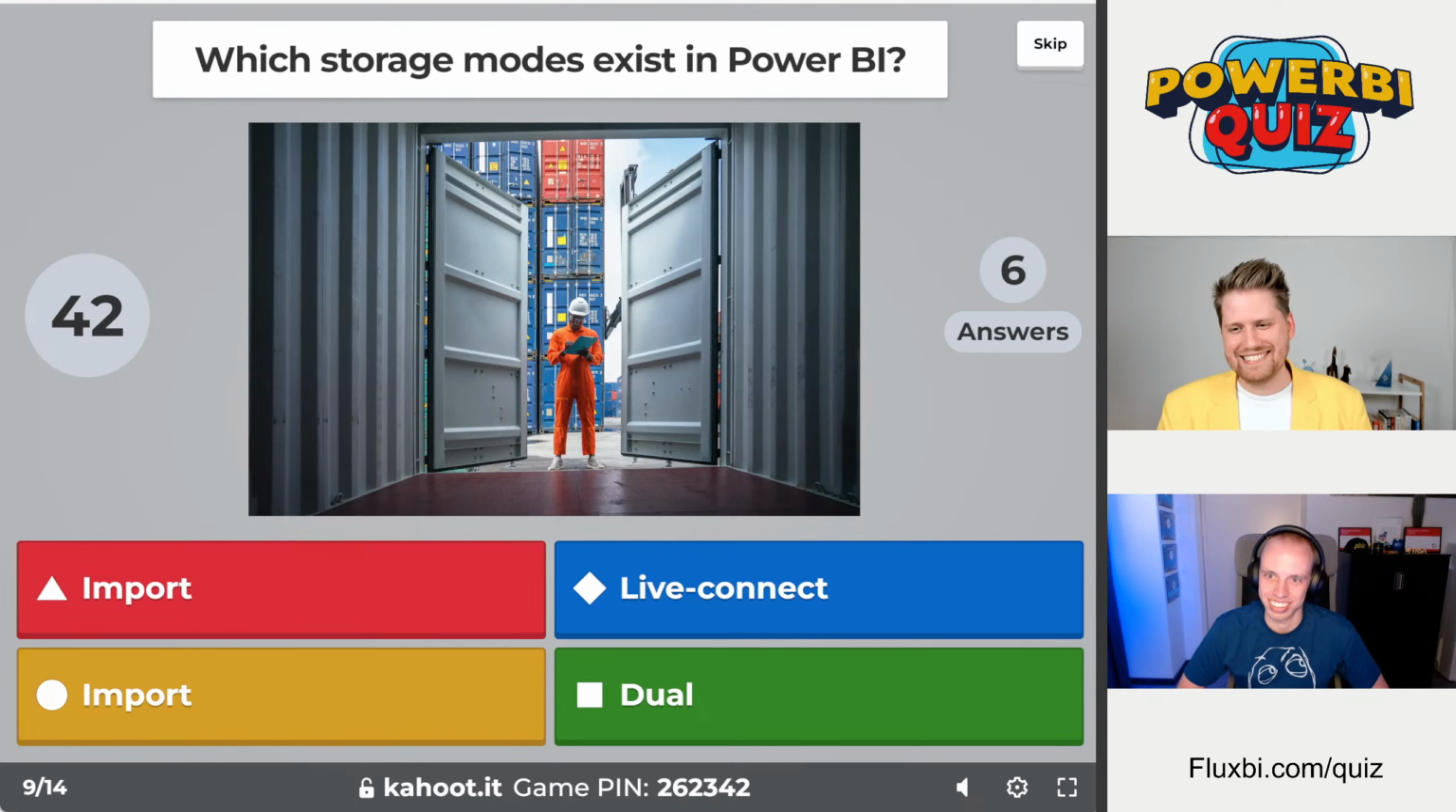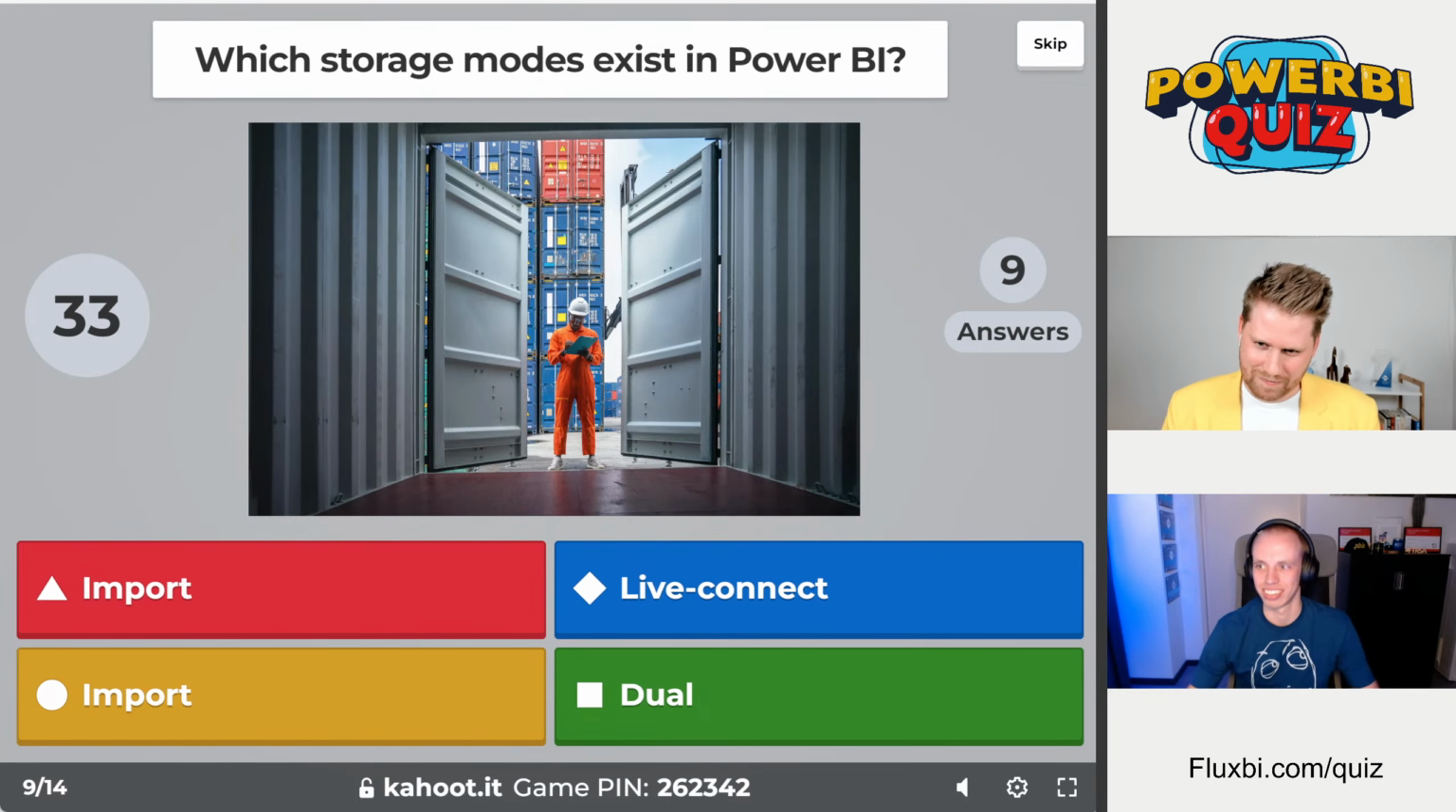It's multi-select, so more than one option, and you need to remember to click the submit button to actually submit the answer. Which storage modes exist in Power BI? Import, live connect, import, and dual.